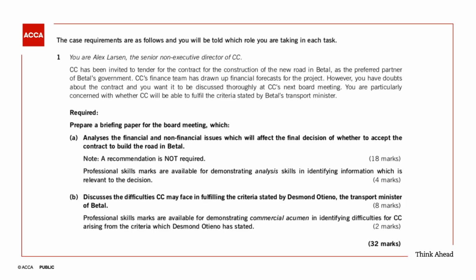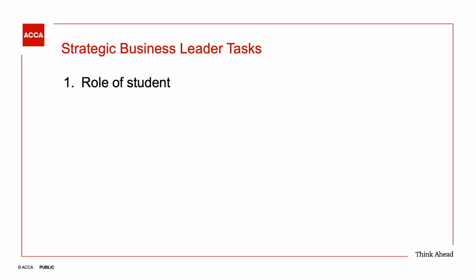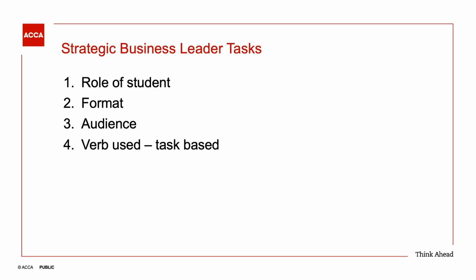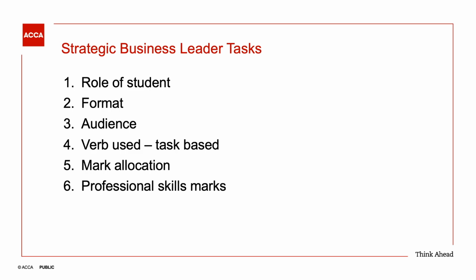Before we get involved in the details of the question, there's a set of 6 practical steps that I think we should follow on every single strategic business leader question. And they are: what role are we being asked to play? What format is the answer required in? Who are we addressing, i.e., who's our audience? What verb's being used? What's it asking us to do? How many marks are being awarded? And what are the professional skills marks being awarded for?